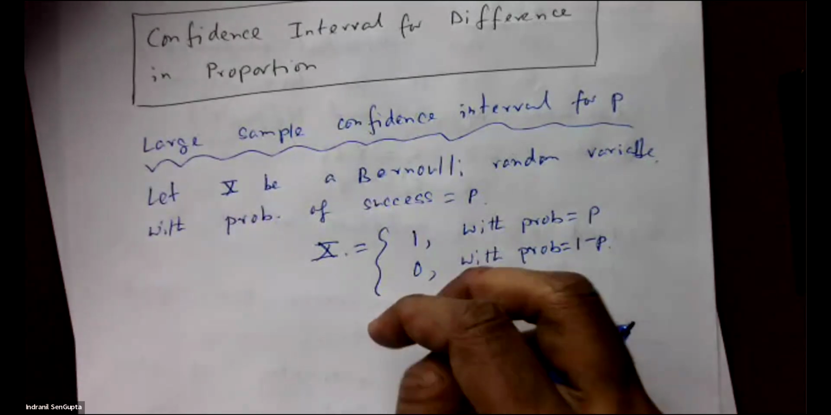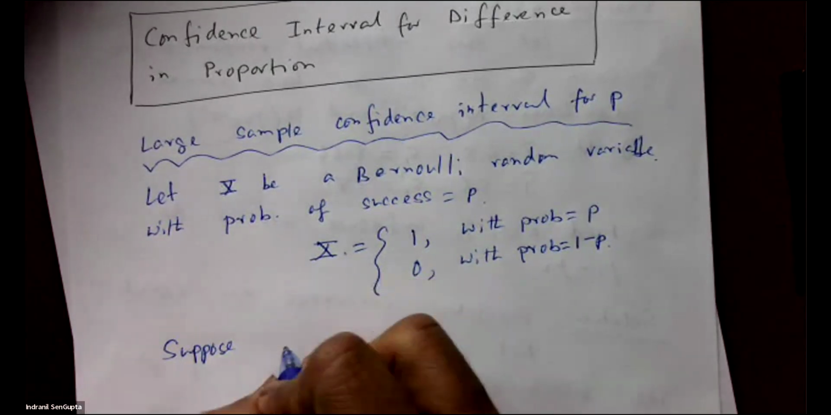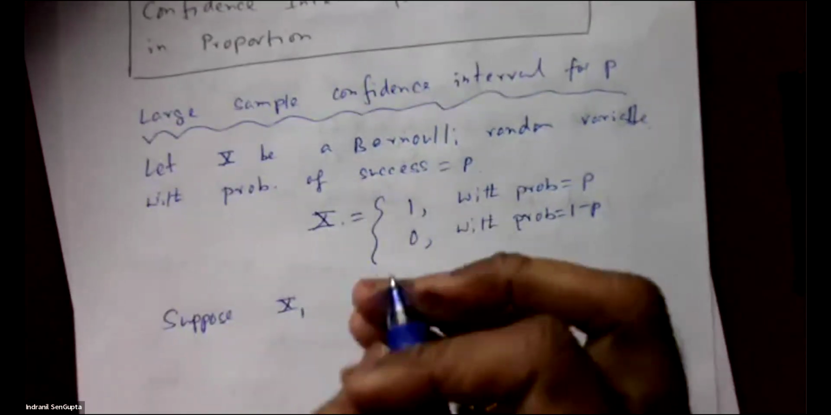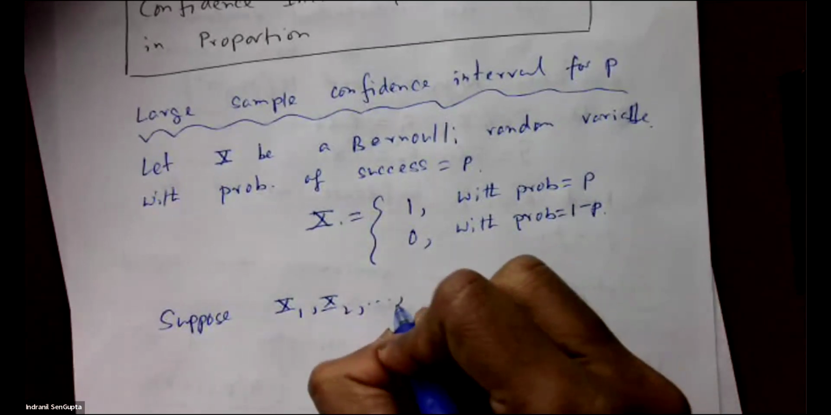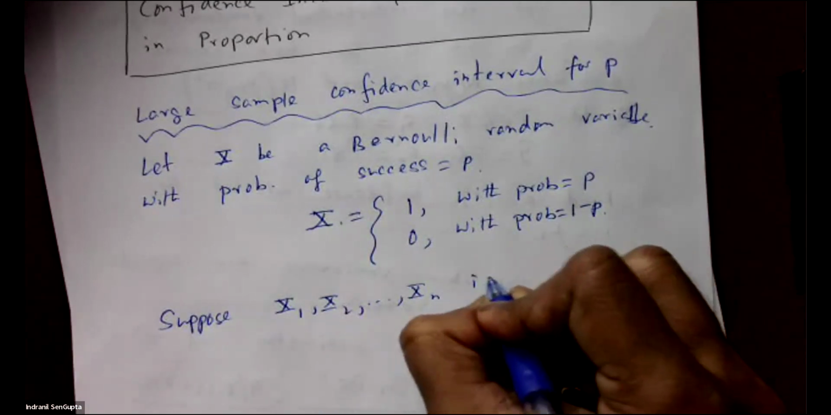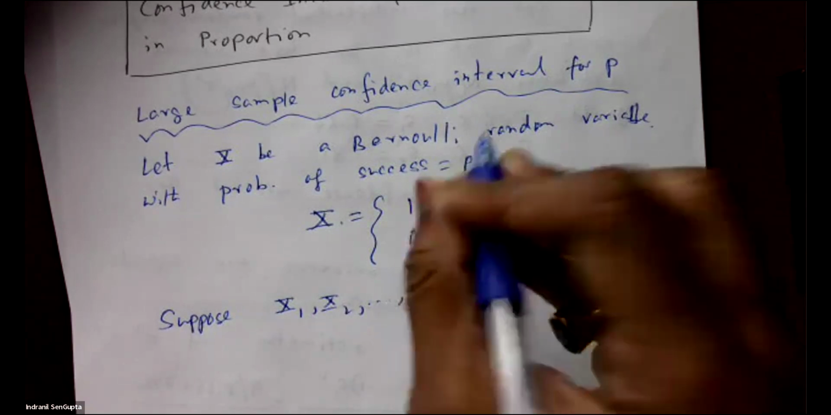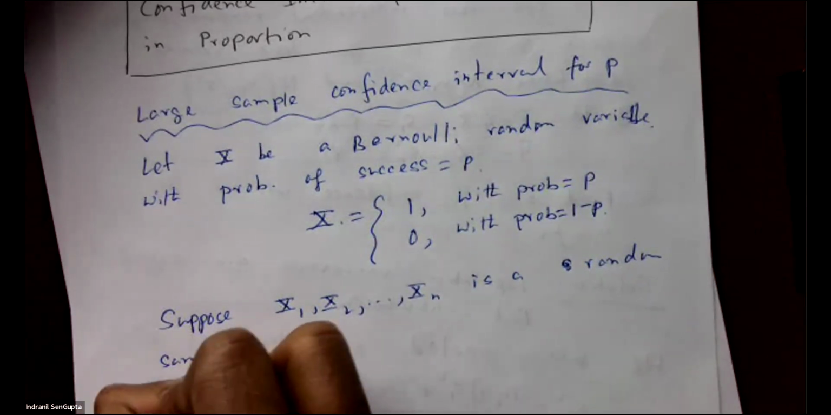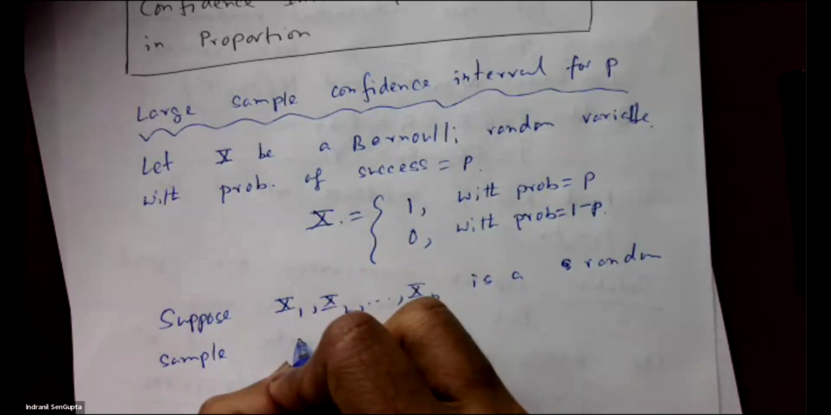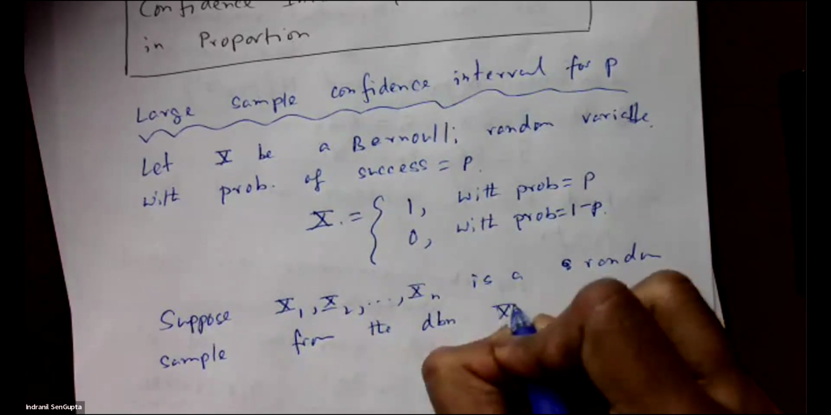Now suppose that we have a bunch of samples drawn from this Bernoulli distribution. Say x1, x2, ..., xn is a random sample drawn from the distribution X.